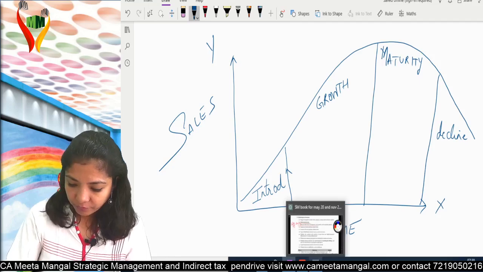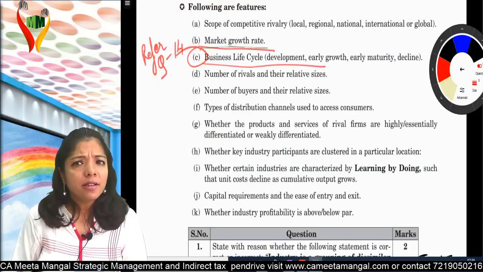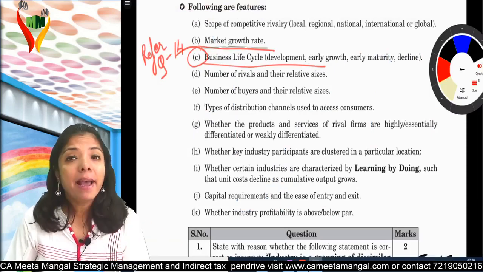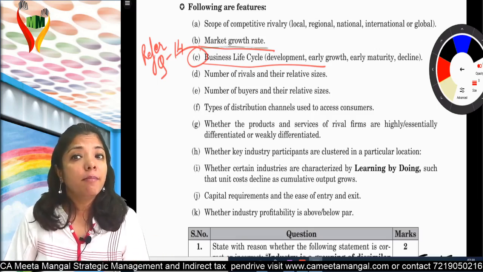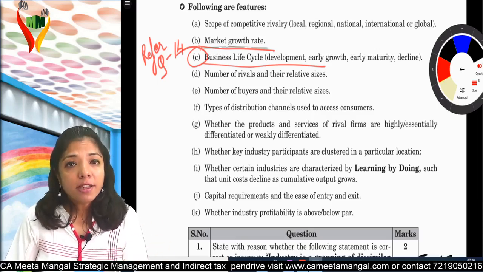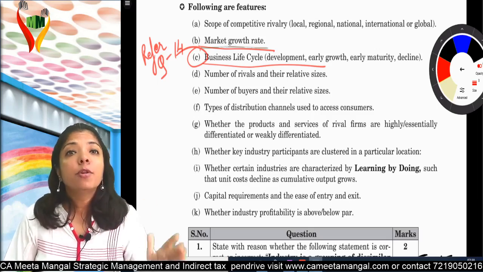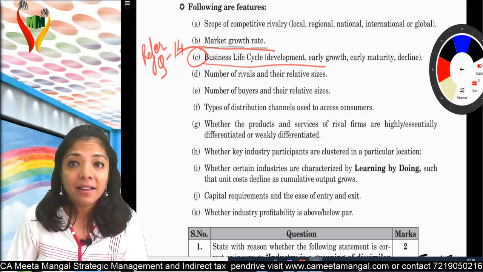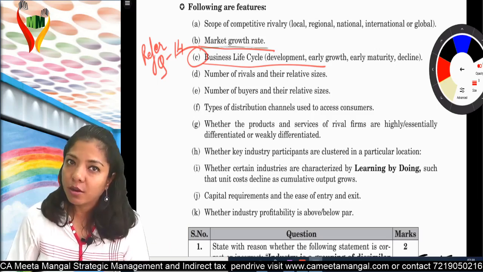Am I clear? Okay. Next, D point, number of rivals. See how many rivals there are and what their sizes are. E point, number of buyers. How many buyers are there? F, types of distribution channels. Distribution channels play a very important role. However good your product is, if it does not reach the hands of customers, it's of no use. Distribution channels ensure that your product reaches the end consumer. In that case, you need to see whether you have access to distribution channels or not.